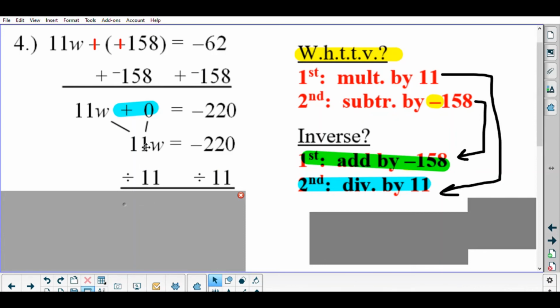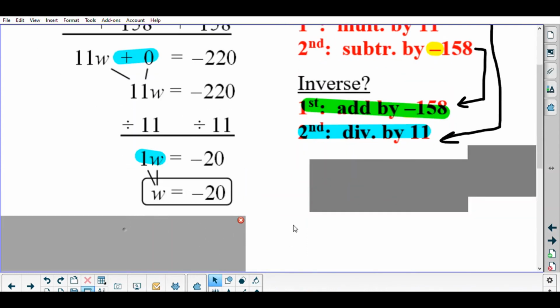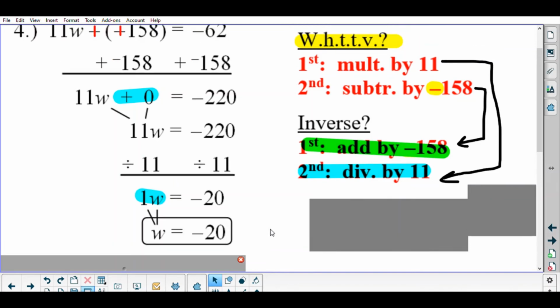Let's do this. 11 divided by 11 is 1. Negative 220 divided by 11 is negative 20. And then we can simplify this, because 1w mathematically means 1 times w, and anything times 1 is itself. So that will give you the w by itself. And that's when you're done. Once you find the variable by itself and what it equals, then you have solved the equation. That's what it means to solve an equation, to find the one and only number that the variable can equal that makes the original equation work.